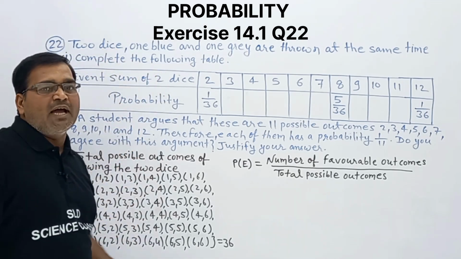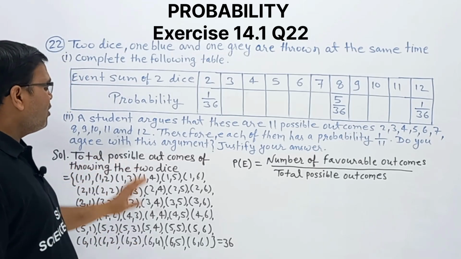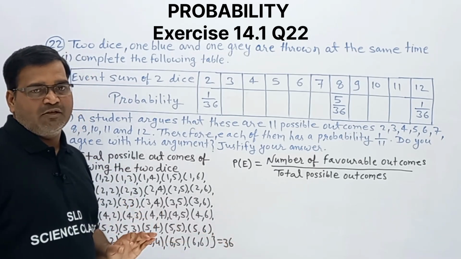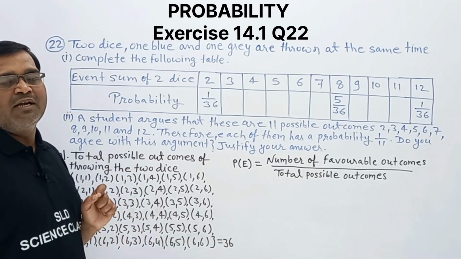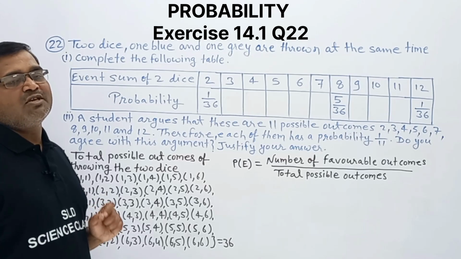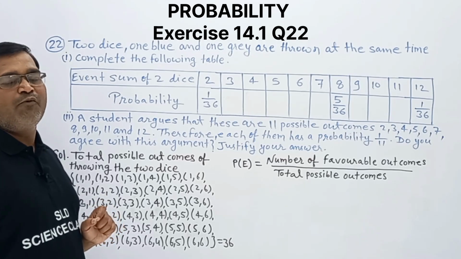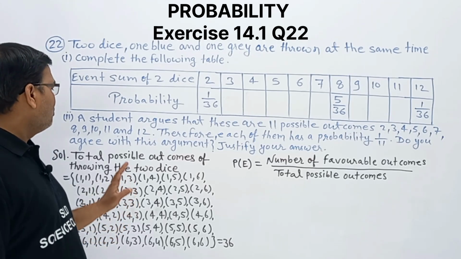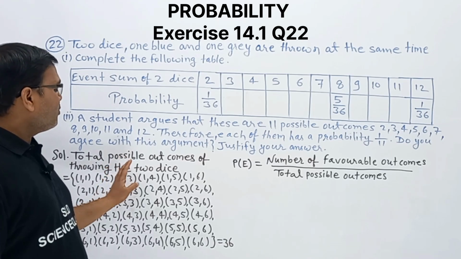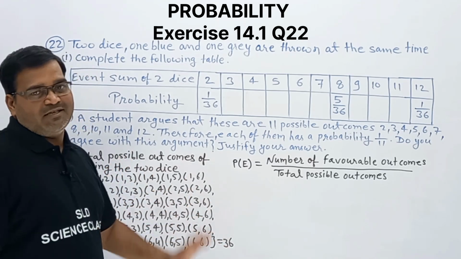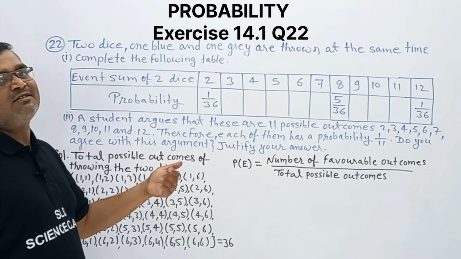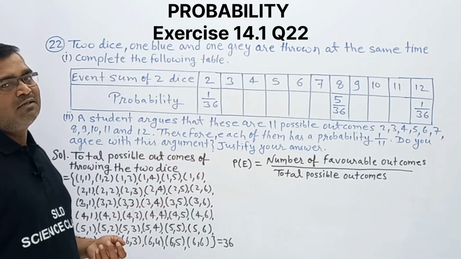Once we throw two dice, what will be the total possible outcomes? 36. We know well one die has 6 numbers, 1, 2, 3, 4, 5, 6. So total possible outcomes will be what? With 2 dice, 6 squared is 36.